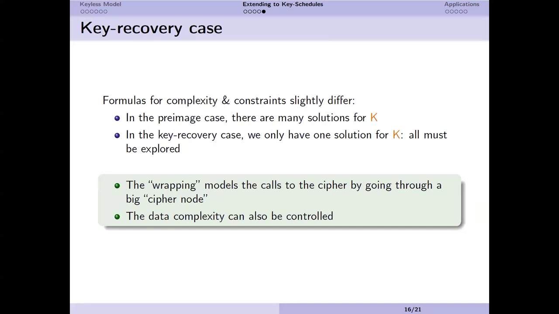There is also something about how you put the constraint between the input and the output, so the wrapping that I put in my first drawing. When you're doing the key recovery attack, you have to go through the cipher. At some point, you have to go through the cipher. And this is modeled by the wrapping constraint. You just add in there a very big node which models going through the cipher. So for example, if you compute the forward path or the backward path, at some point you're going to go through the cipher and go back to the beginning. And this also allows you to control the data complexity.